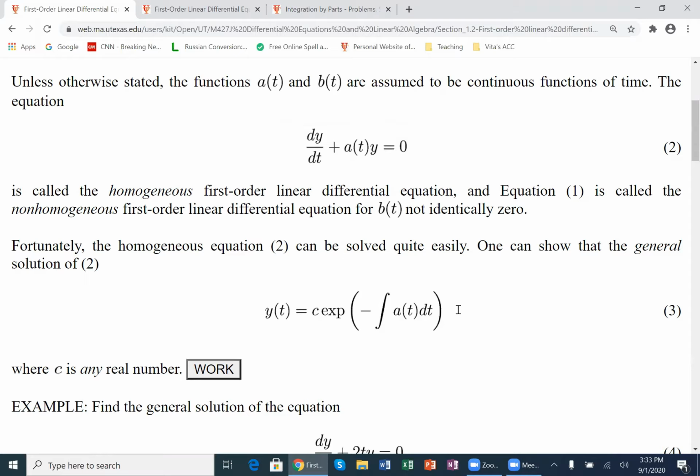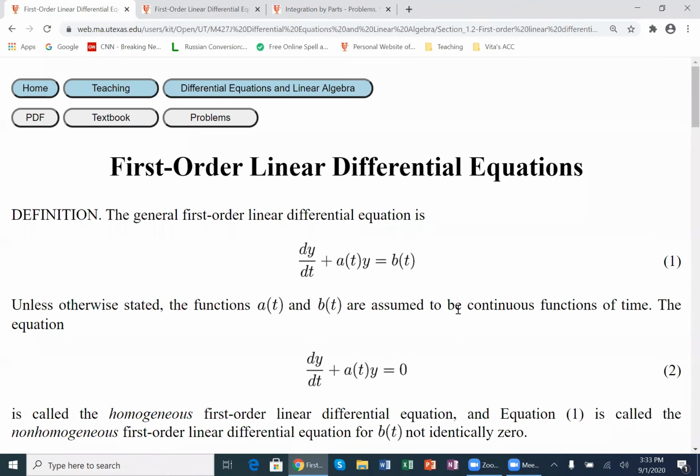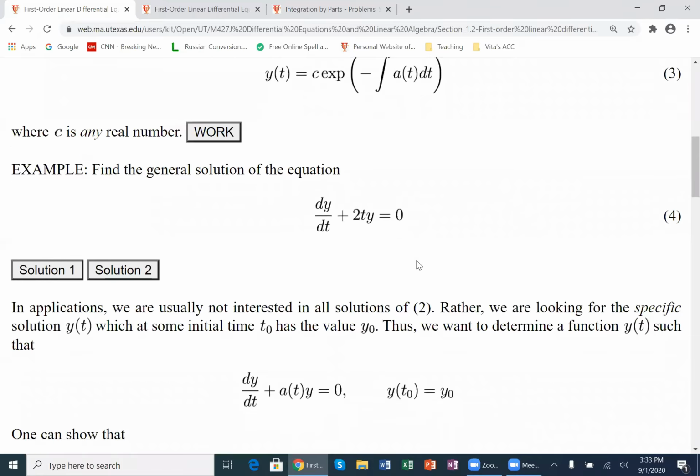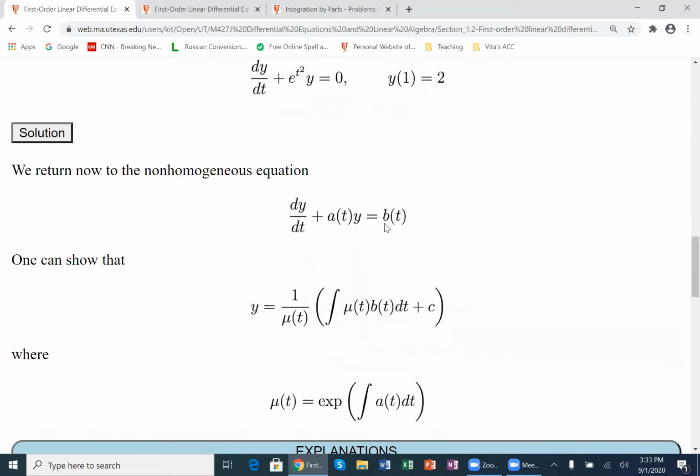Today, we will discuss the general case. What if the right-hand side is not equal to 0? We call such equations non-homogeneous. So, there are two ways to find the general solution. Way number one is to use this formula where mu of t is equal to this. However, this formula is harder to remember than the previous one.